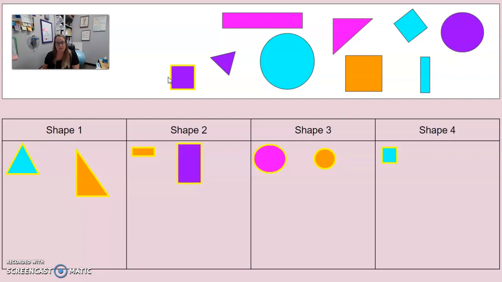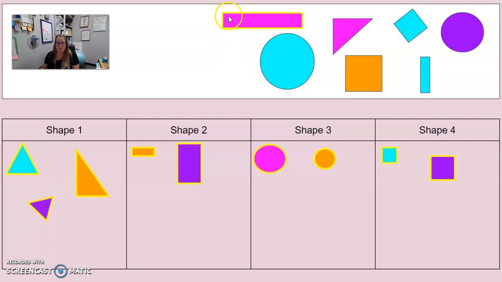All right, come back to me in 3, 2, 1. Eyes and ears on me. Where do you think it should go? Shape 2 or shape 4? Technically, they're both right, but we're going to be super, super specific, so it's going to go in shape 4. What about this shape? 1, 2, 3. It has 3 sides, so it's going to go into shape bucket number 1.